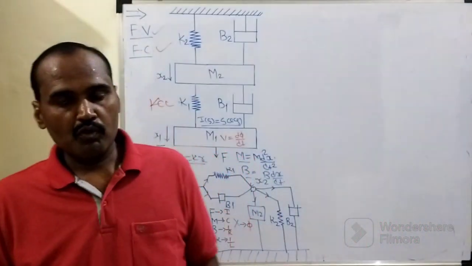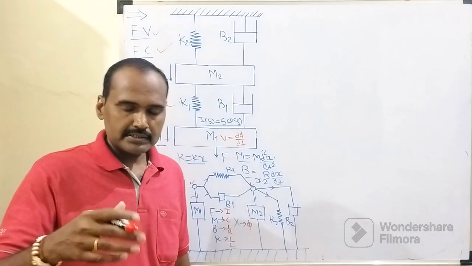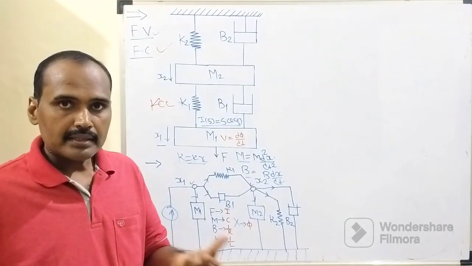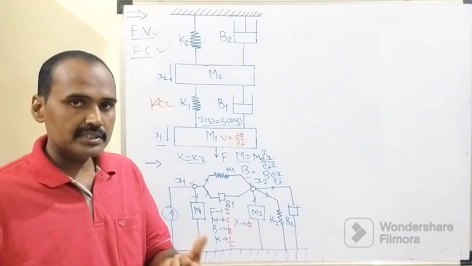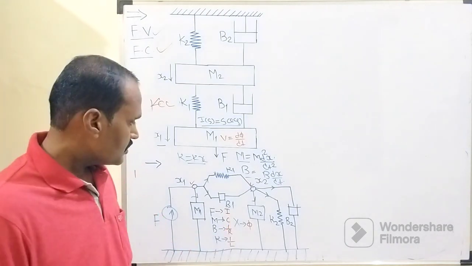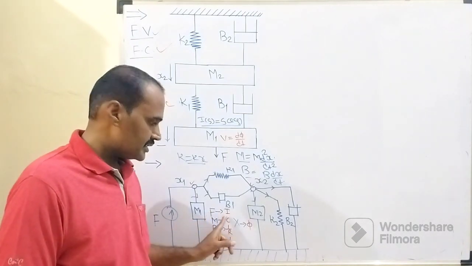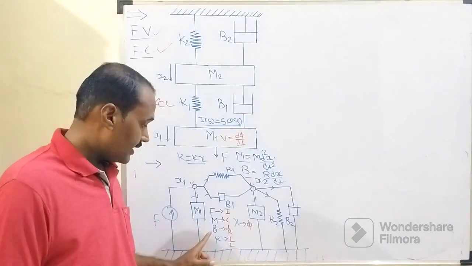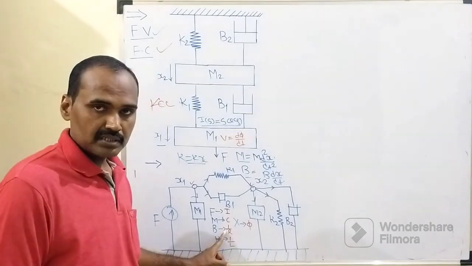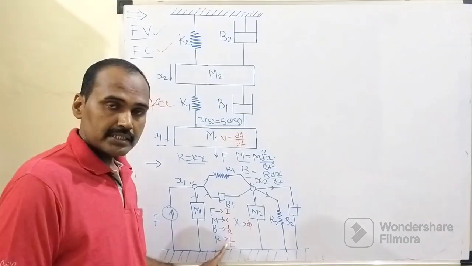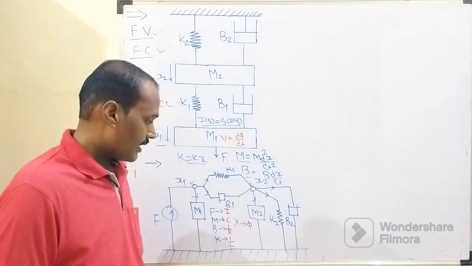Then, similar to the force voltage analogous technique, we need to recall the analogous terms belonging to the three mechanical elements: mass, spring and damper. In the force current analogy, force is analogous to current, mass is analogous to C, and damper is analogous to conductance, the reciprocal of resistance. The spring is analogous to the reciprocal of inductance, 1 over L.